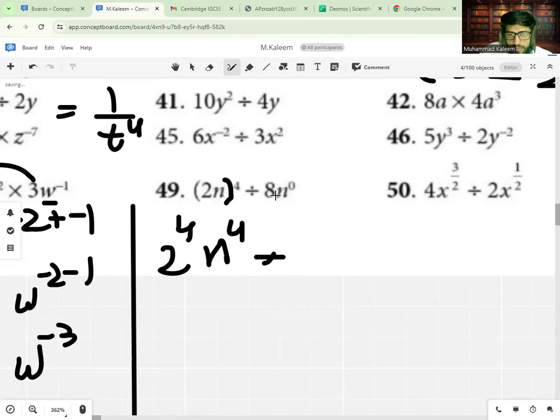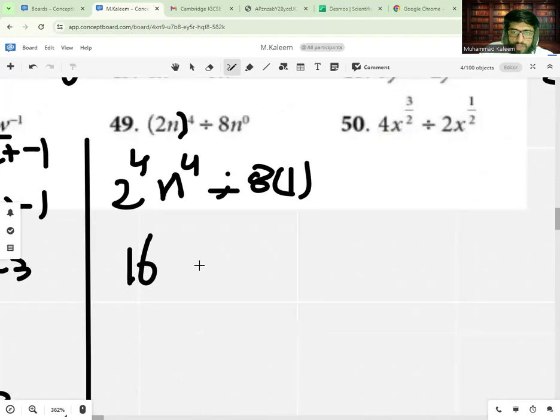And here you can see we have 8n raised to the power 0. So here we have to apply the third index law, which is about the zero index. Whenever the index is 0, that term is equal to 1. Here you don't have to write n, and 8 remains, so we put this value in brackets. Bracket means multiplication. So 2 raised to the power 4 can be written as 16, because 2 times 2 times 2 times 2 is equal to 16. We just have to multiply 2 four times.